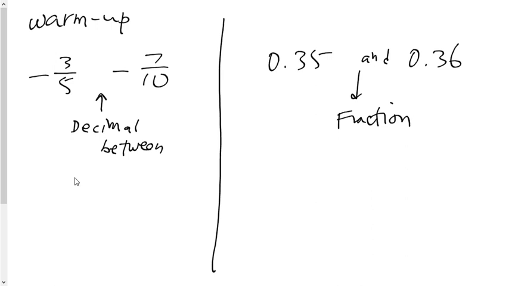We have two warm-up questions here from our 2.1 chapter. The first one gives you two fractions, -3/5 and -7/10. It says, tell me a decimal that would fit between those two numbers. So what we want to do for this question, or probably the easiest way to do this, is just change both of these fractions to decimals to start.